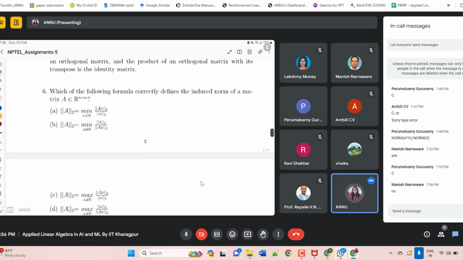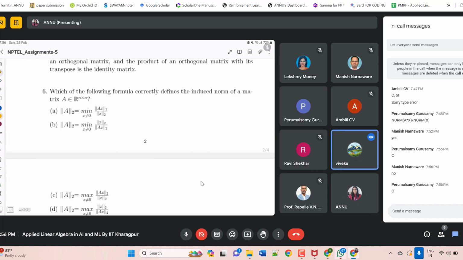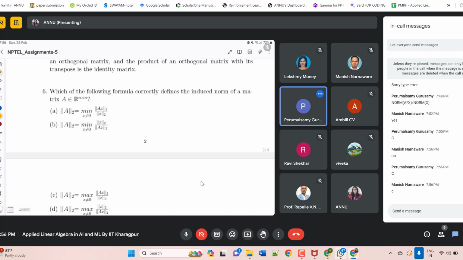Which of the following formulas correctly defines the induced norm of a matrix A? C, directly. Very good. So everyone is telling C because just now we saw that. If anyone had doubt, we can follow the properties of the matrix norm. What were the properties? 2 properties that we had just discussed. This norm value should be greater than or equal to 0.